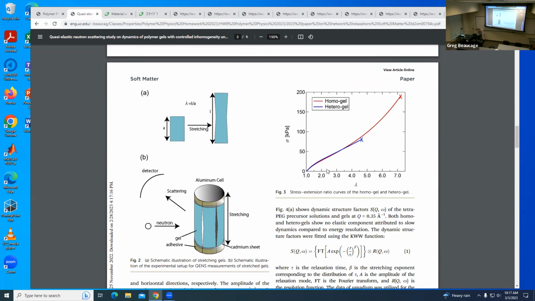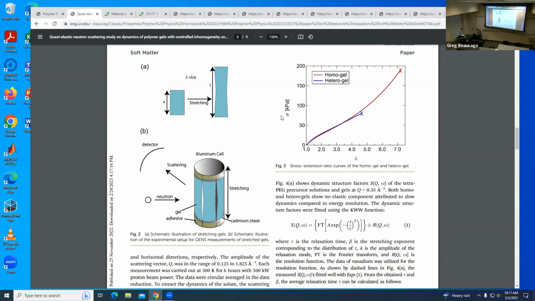In this kind of thing, they don't plot stress and strain. They plot stress and extension ratio. So 1 would be a strain of 0, and then this would be a strain of 6. Like, 1 minus that gives a strain.